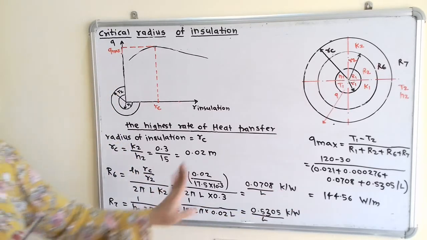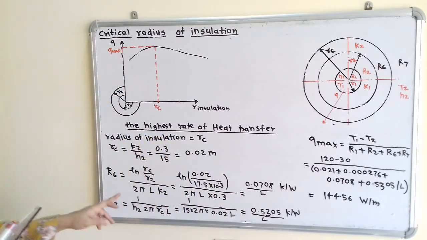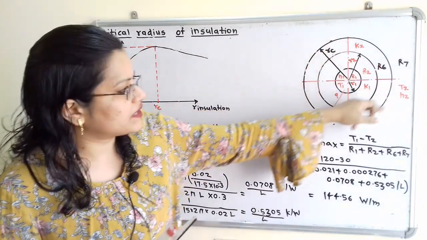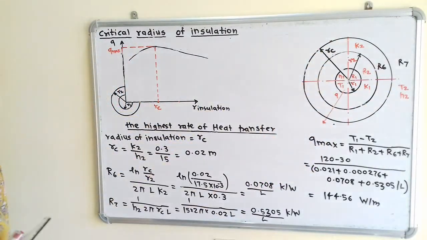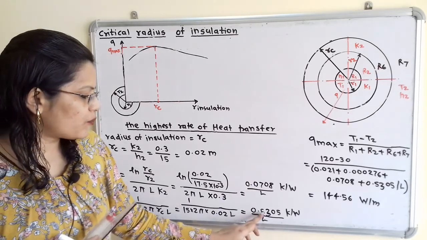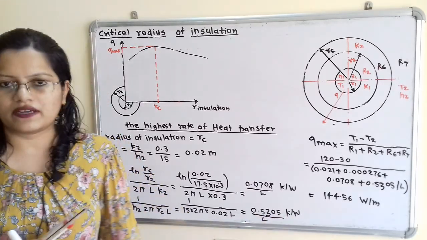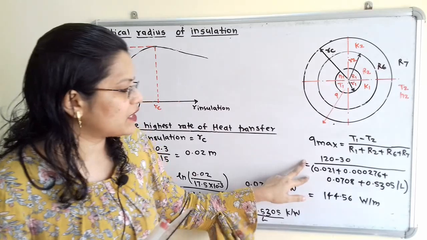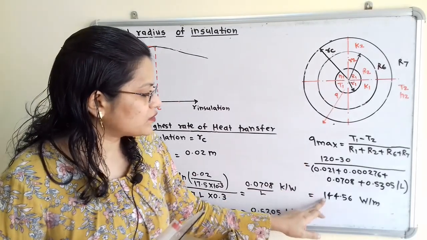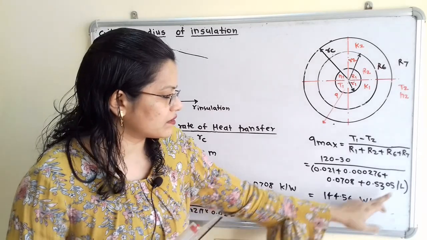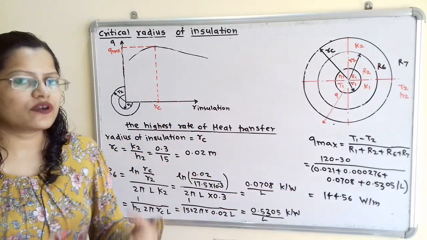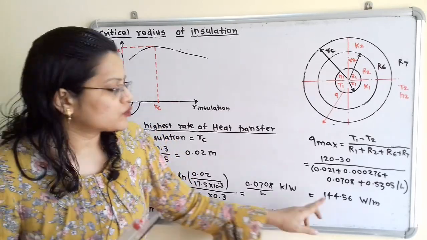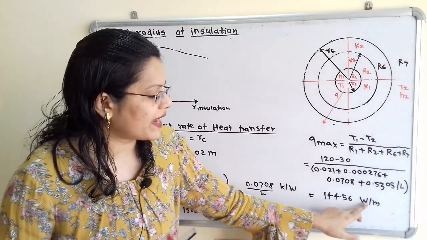Now R7. R7 is the resistance due to convection heat transfer, 1 divided by H2 2 pi RC L, because this whole surface having radius RC is in contact with the fluid. When we put in the values, we get 0.5305 by L Kelvin per watt. Now it is easy for us to calculate Qmax. We put in all these values and get 144.56 watt per meter. Because L is not mentioned in the question, we consider the length of the pipe L equal to 1 meter. So the answer is 144.56 watt per meter.